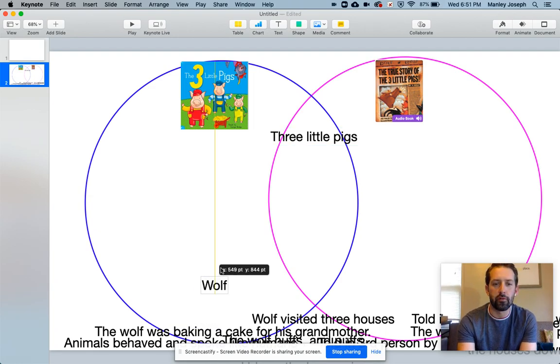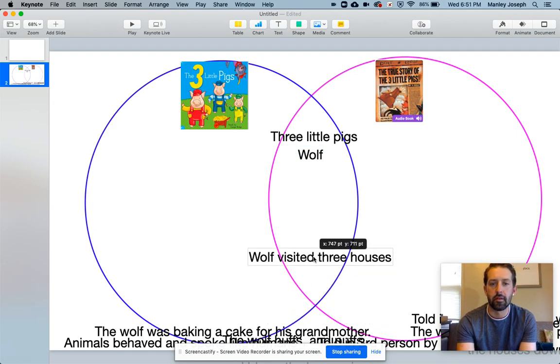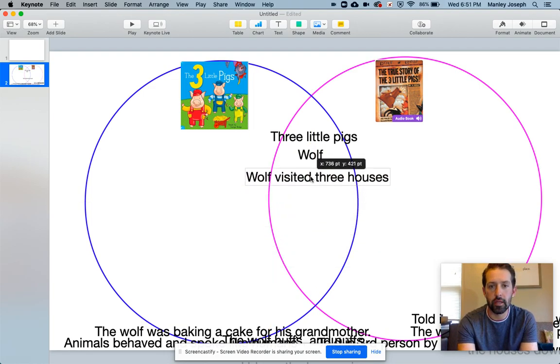You're right, there were Three Little Pigs in both, so that would go in the middle. What about a wolf? Where do you think that one would go? I'm going to put it here. You've got it. Both stories had a wolf. What about this statement? The wolf visited 3 houses. Yeah, in both stories, the wolf visited 3 houses.